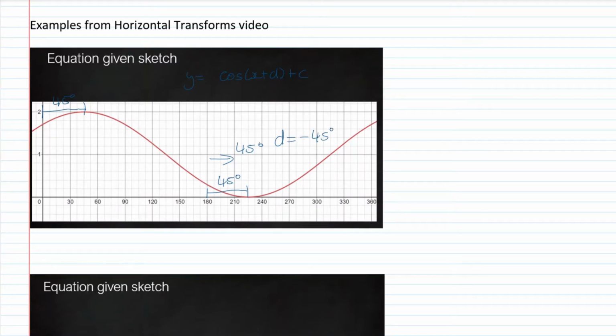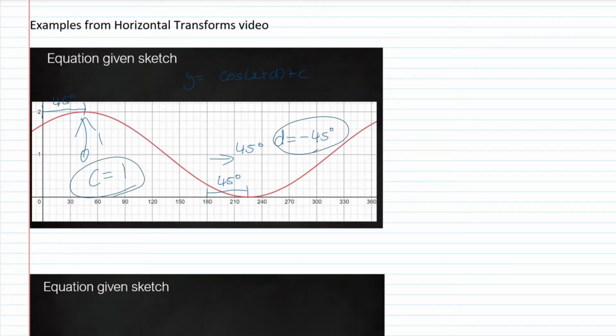Now we can see the graph's been shifted either up or down. Here it's obviously been shifted up because it's been moved from below the graph to above it. How much has it been shifted up by? Well, the usual cos graph goes from 1 to -1. But here, its maximum has been moved from 1 up to 2. So then C is simply positive 1. And that would be the answer here.